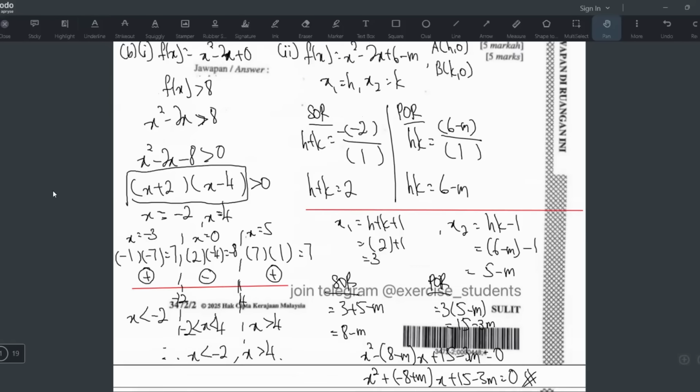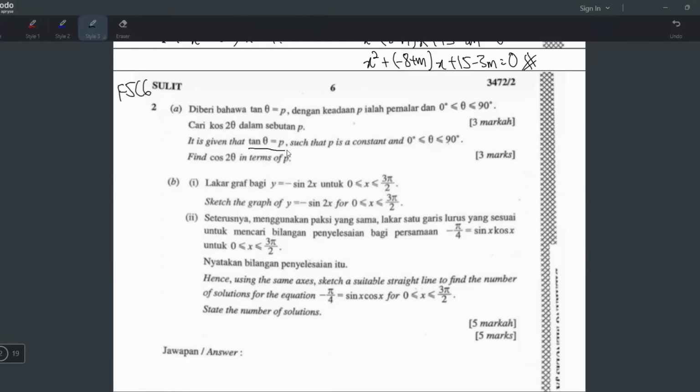Okay. All right, so let's start with A. It is given that tangent theta is P such that P is a constant and theta is between 0 and 90, means quadrant 1. It means theta is in quadrant 1. Find cos 2 theta in terms of P.